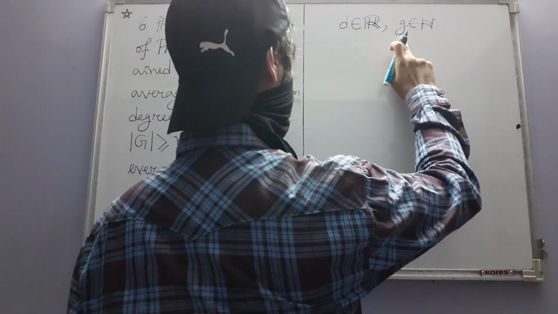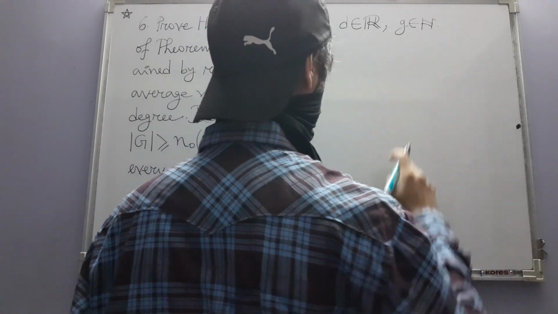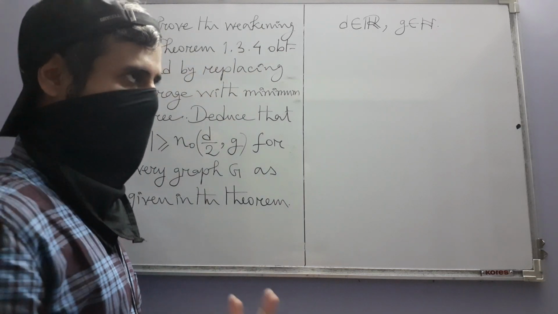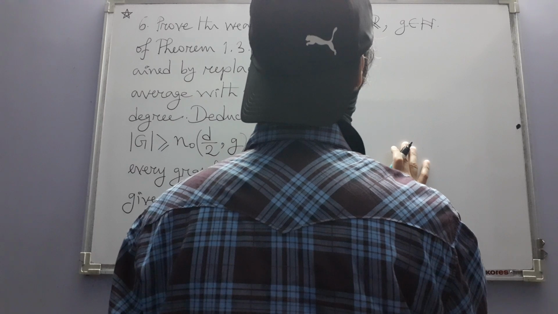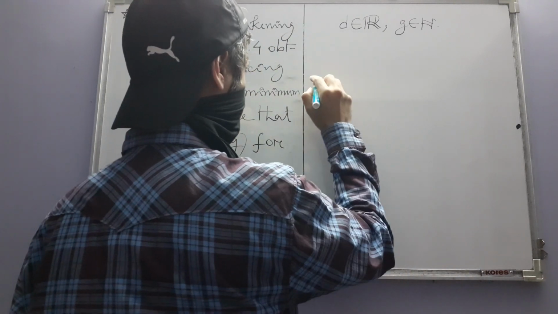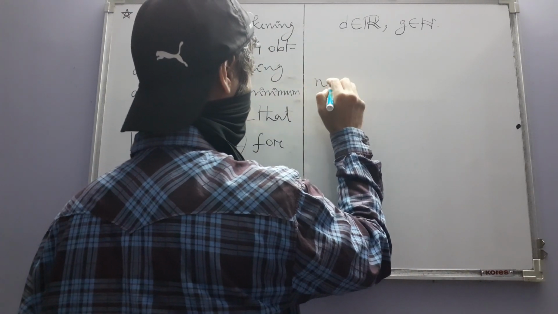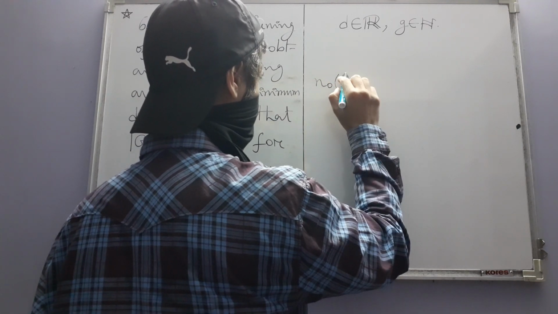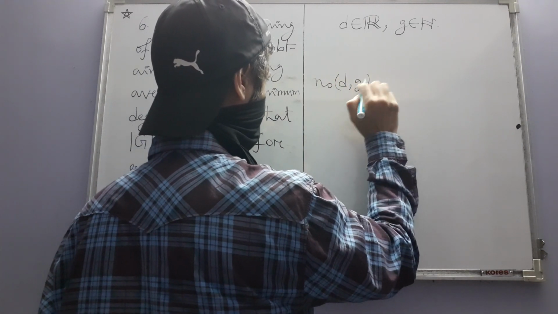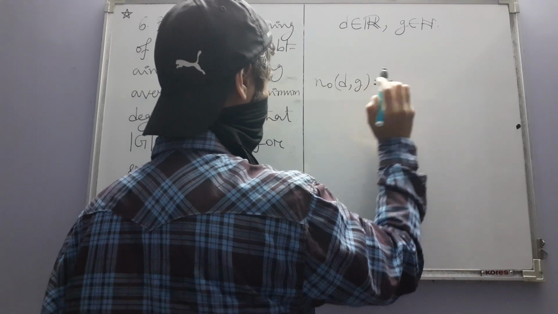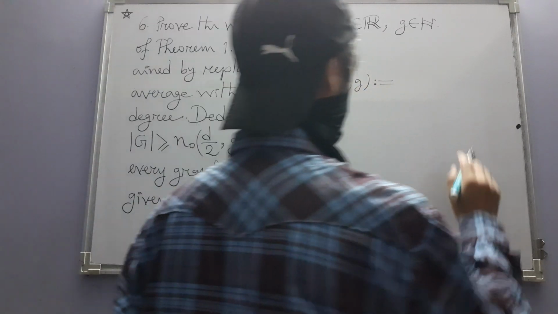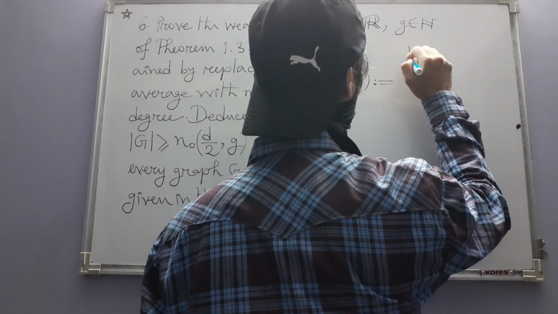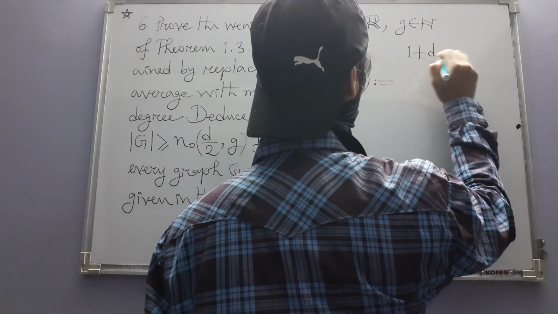Now, since G is a natural number, it's going to be either even or odd. We already know these things. Now, what we are going to do is define a quantity n naught depending on this D and G by this formula. N naught of D comma G is defined to be equal to this.